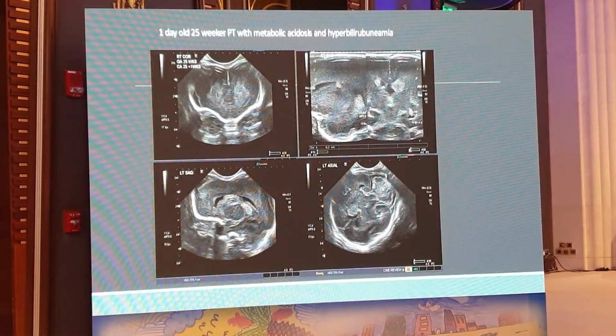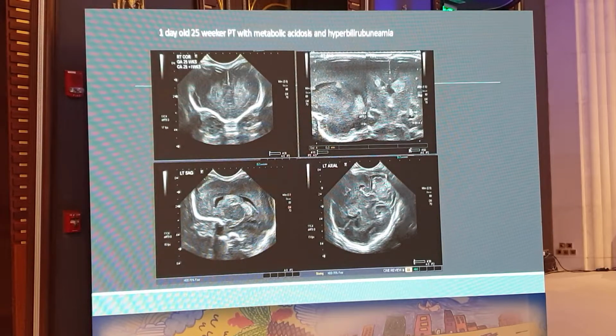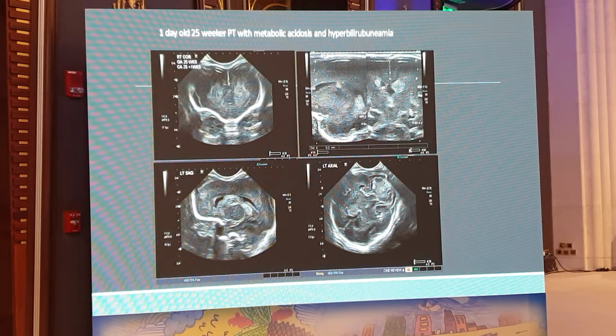That there is also intraventricular hemorrhage, which can happen in the posterior fossa and on the surface of the brain. So germinal matrix, and the cerebellum, on the surface of the cerebellum, and it's all usually associated with poor prognosis.